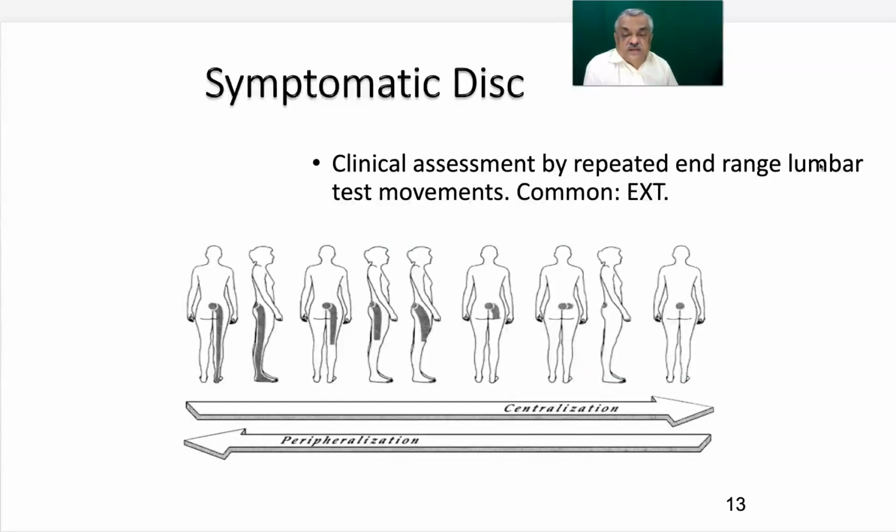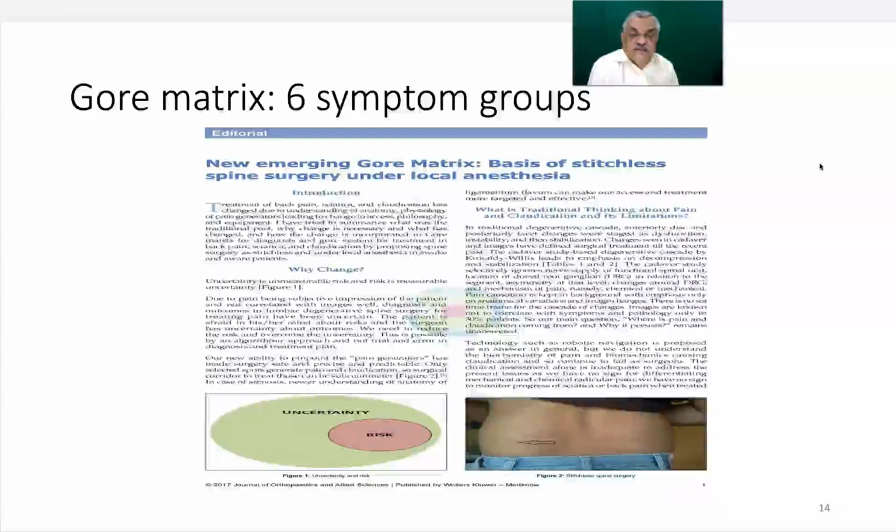Now, in case of a symptomatic disc, as shown in this picture on the left, the patient may have pain going down the leg, but when the patient does extension of the back, or repeated extension commonly, the pain centralizes, as shown in the images from left towards the right. The pain may peripheralize if the pain is arising out of a trapped nuclear fragment sitting in the annular tear and not allowing the nerve to go away from that area, continuously irritating that nerve. So in that case, we will say that the pain is peripheralizing.